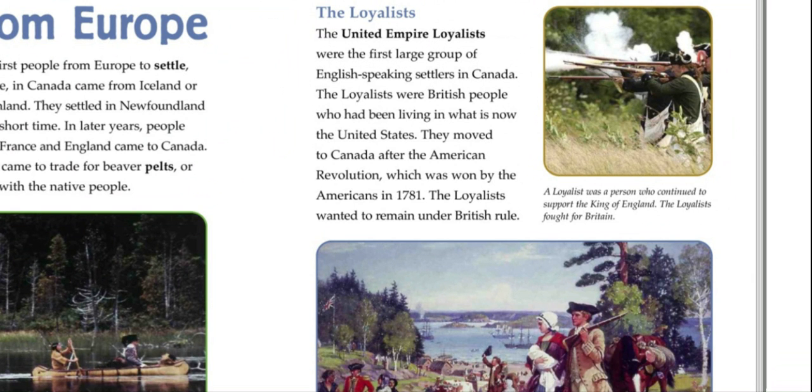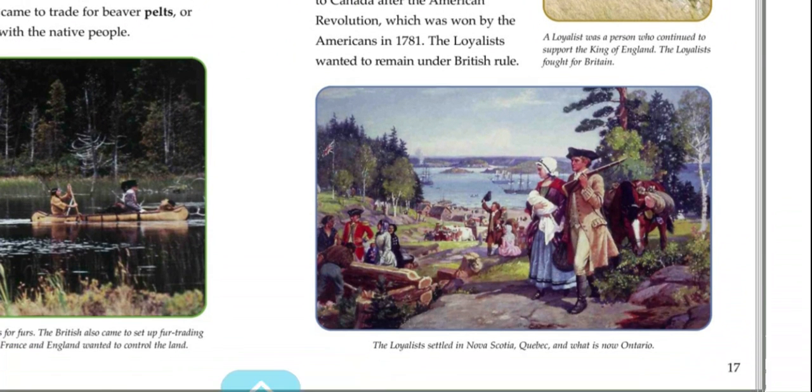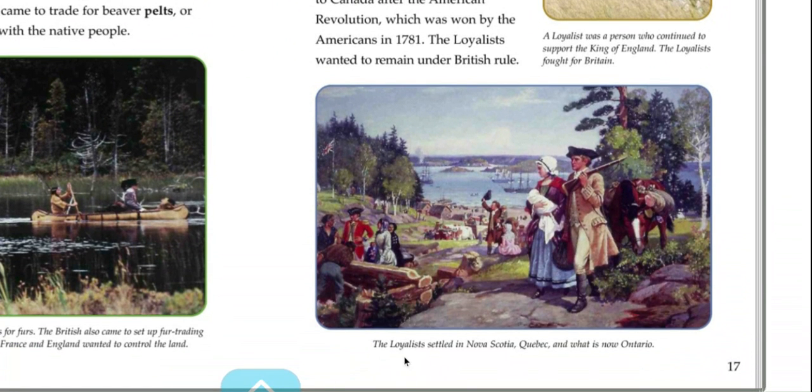The Loyalists wanted to remain under the British rule. A Loyalist was a person who continued to support the King of England. The Loyalists fought for Britain. So, the Loyalists settled in Nova Scotia, Quebec, and what is now Ontario.